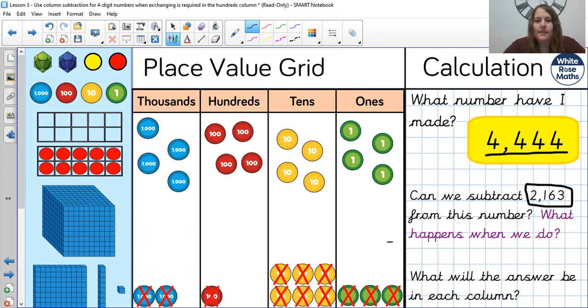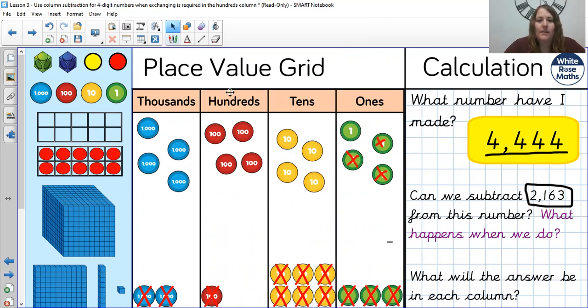2,163 from this number. So just checking down here, I've got my 2 thousands that are crossed off, 1 in the hundreds, 6 in the tens, and 3 in the ones. Okay, so I can start at the moment because I've got 4 in the ones and 3 to subtract. So I can start by doing those 3 in the ones column. But when it gets to my tens column, I've got 4 to start with, and I need to take away 6, and I can't do that. So here is where we need to exchange.